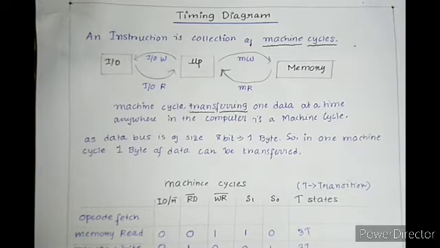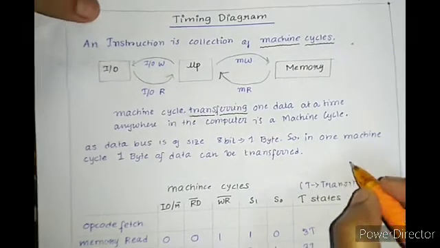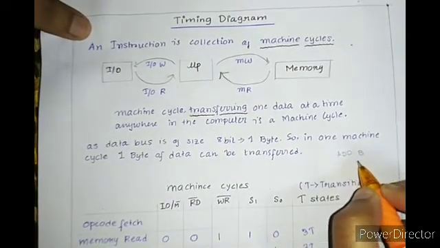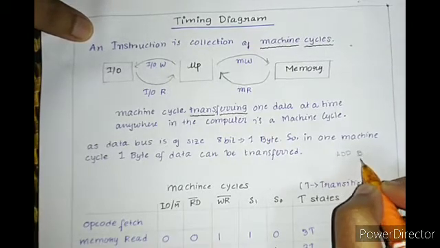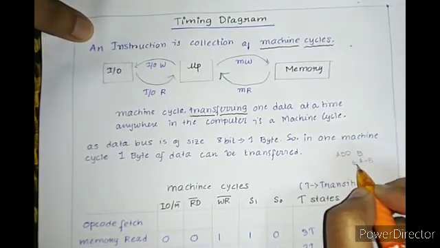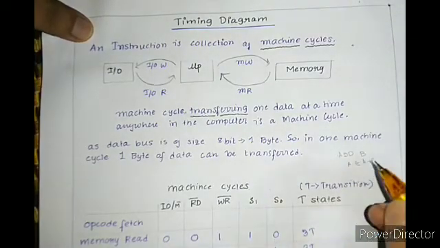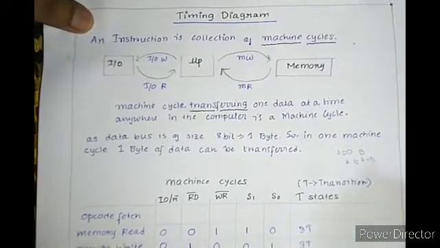What is an instruction? Obviously, an instruction is a piece of code. So let's say I have written ADD B. This means I am instructing my machine to add A plus B and store the result in the accumulator. To execute this whole instruction, I need an instruction cycle.